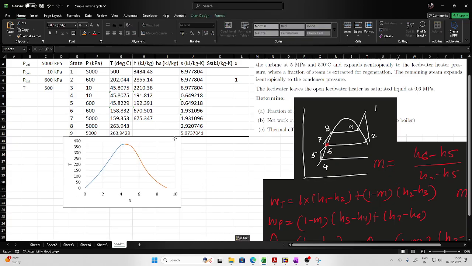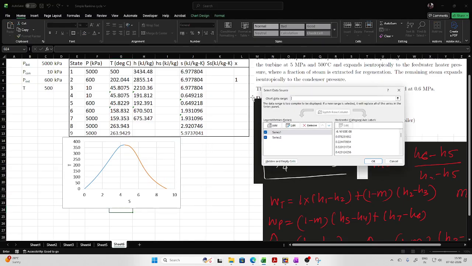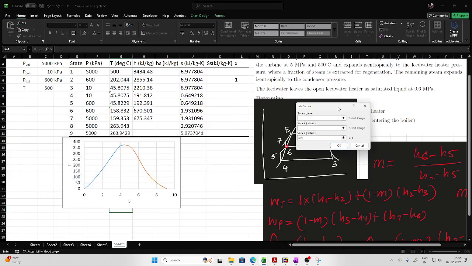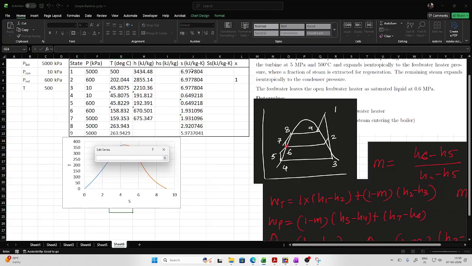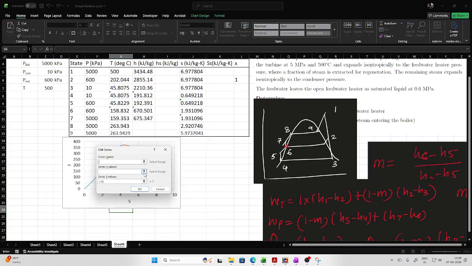So this is the one, and here we will be drawing the process one by one. So first what we will be doing is selecting data, and then one by one we will be adding the series. So first x-axis S1 S2, y-axis T1 T2. Okay, then add, then x-axis 2 3, and then y-axis T2 T3.